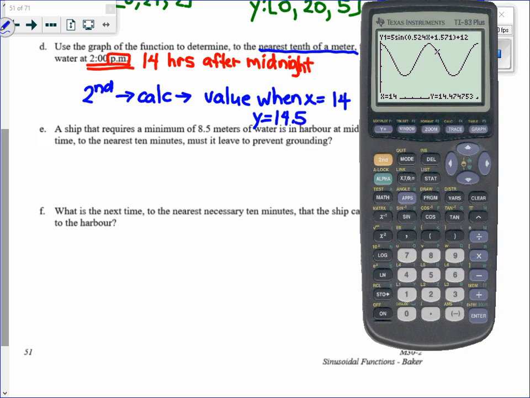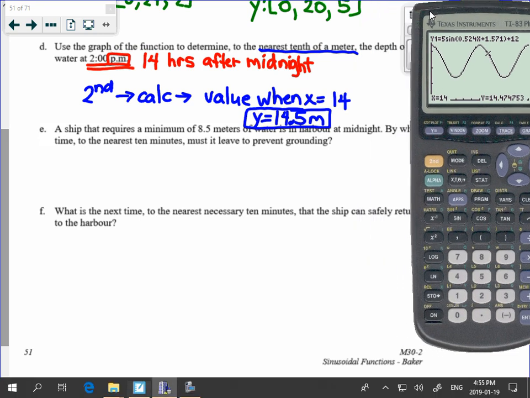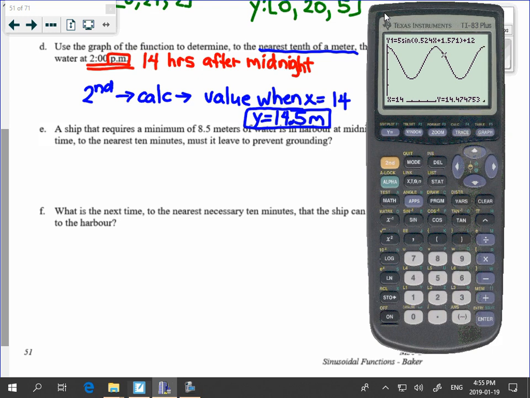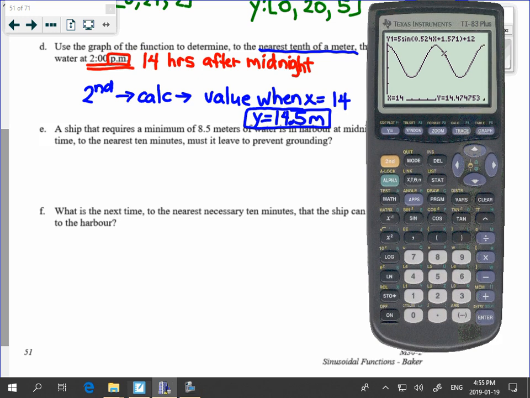And that's to the nearest tenth of a meter, okay? So your units are meters. Now, this is an interesting question because it says a ship that requires a minimum of 8.5 meters of water is in harbor at midnight. By what time, to the nearest 10 minutes, must it leave in order to prevent grounding?